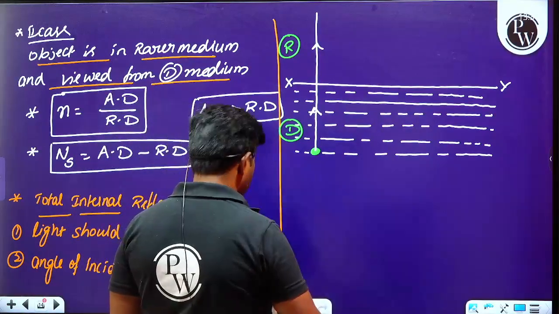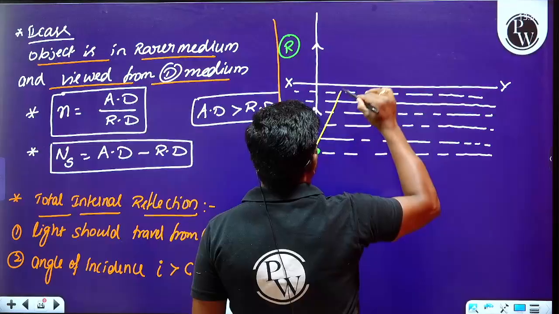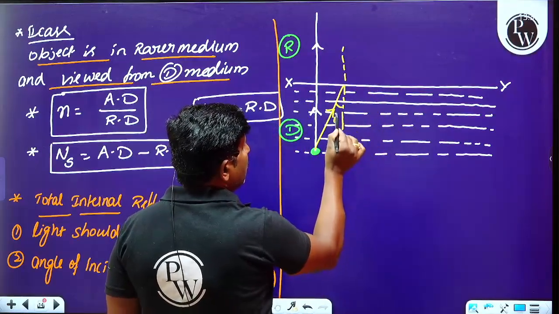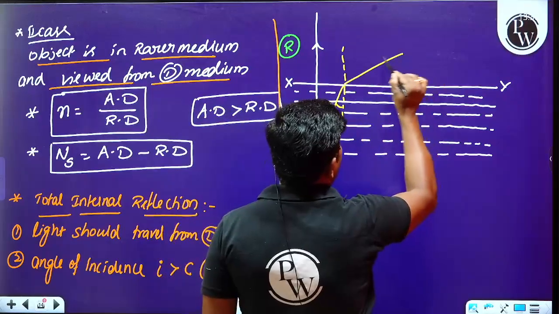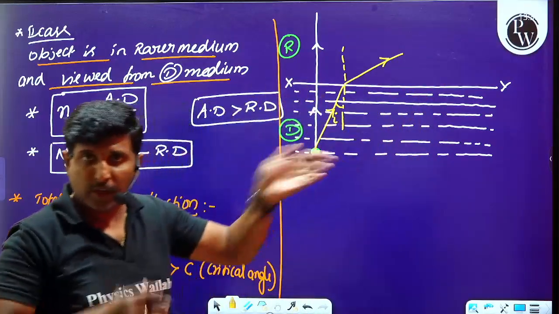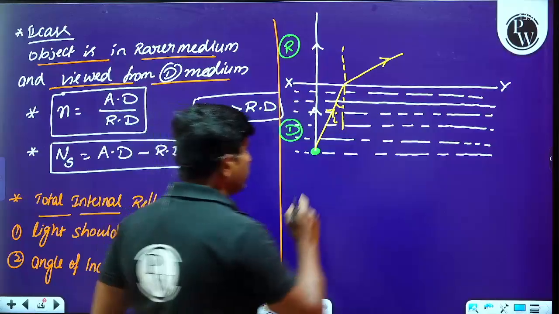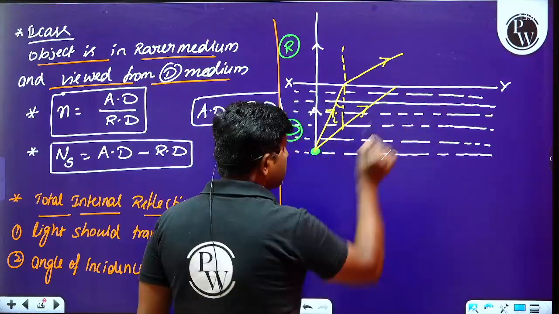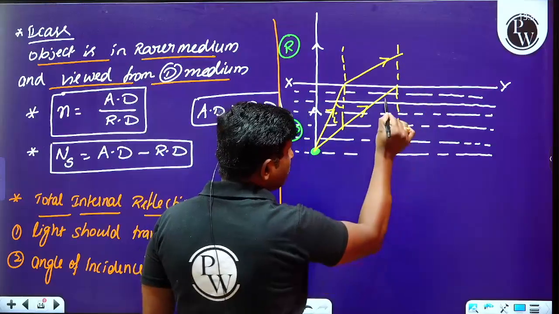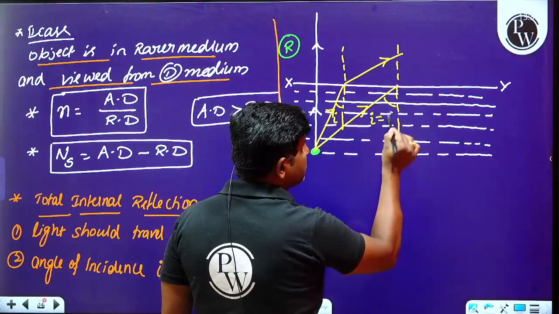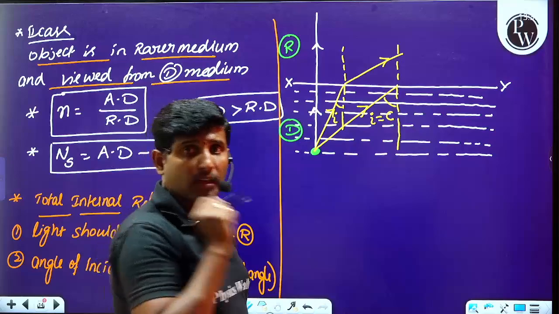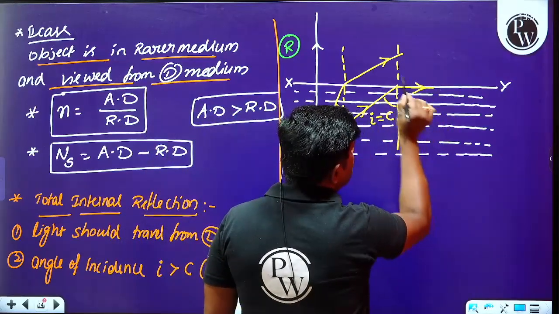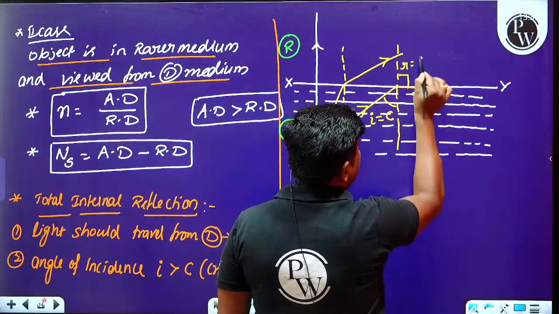Now let us consider a light incident at some angle to the refracting surface. Let I be the angle. Since it is traveling from denser medium to rarer medium, it bends away from the normal. Suppose we increase the angle of incidence until it equals C, the critical angle. The ray will graze along the surface such that the angle of refraction becomes 90 degrees.